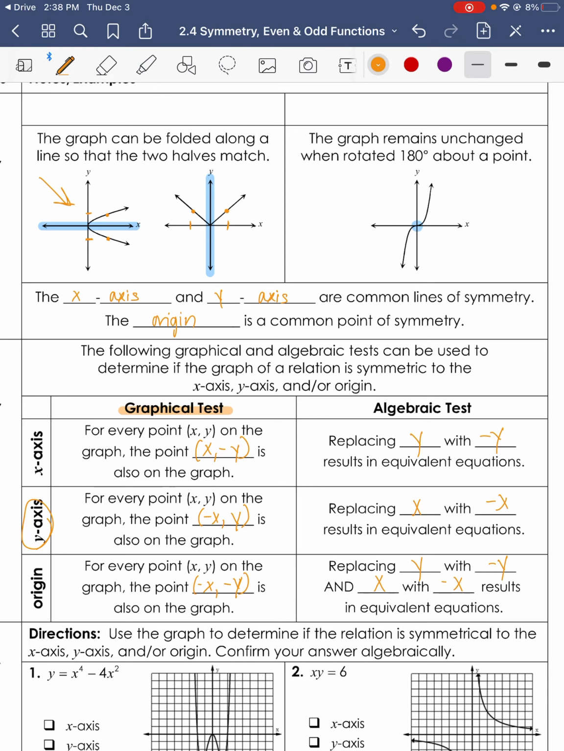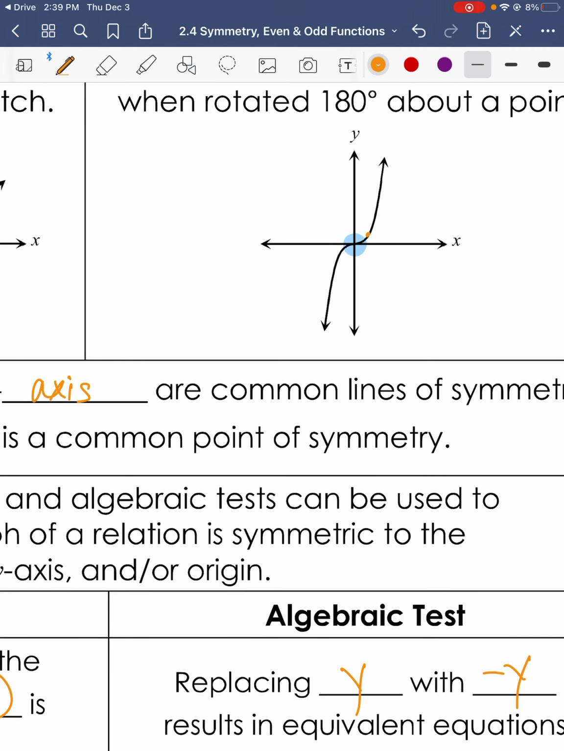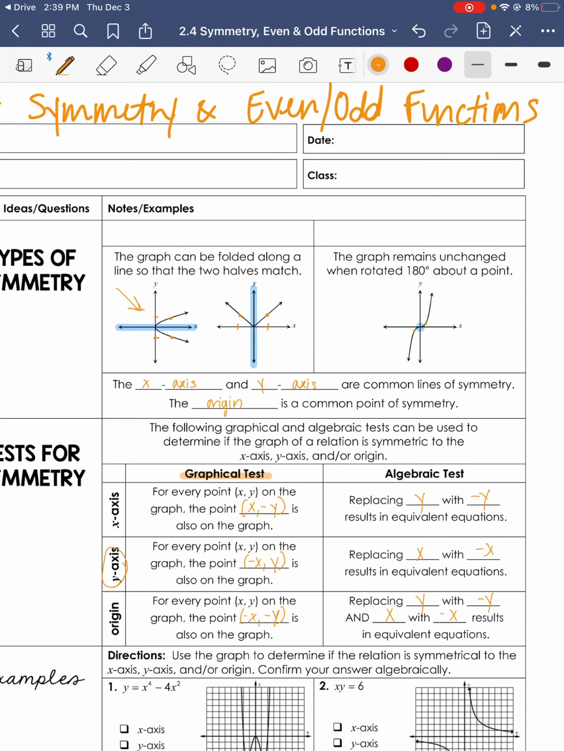And then if we look about the origin, for every point you'll have the opposite x and the opposite y. So say this point here is (1, 1). We also have the point (-1, -1). And that's how you tell graphically. It's a lot easier to just look at the graph and tell visually if it has symmetry and what type. This is just explaining in words what you're seeing.